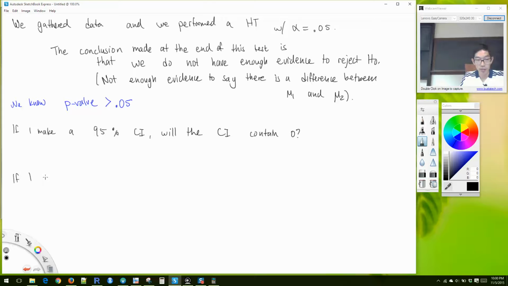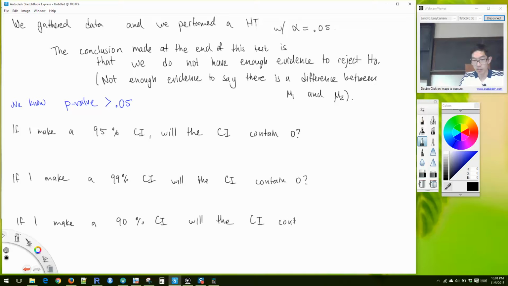If I make a 99% confidence interval, will the CI contain 0? And if I make a 90% confidence interval, will the confidence interval contain 0? Okay. Your answer choices are yes, no, or not enough info.